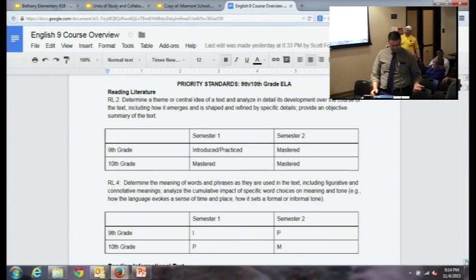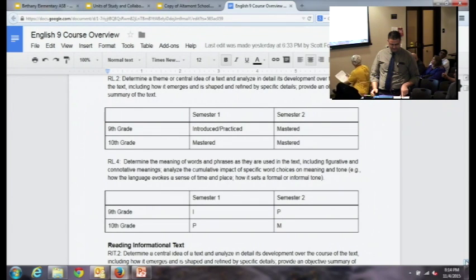So you noticed, for example, on the very first one, it lists the priority standard that was pulled out of the Common Core State Standards. And then it shows in the 9th grade that this standard is introduced and practiced in the first semester and mastered by the second semester. Likewise, the second standard, RL.4, first semester in 9th grade introduced, semester 2 practiced, again practiced in 10th grade semester 1, and then mastered in semester 2.